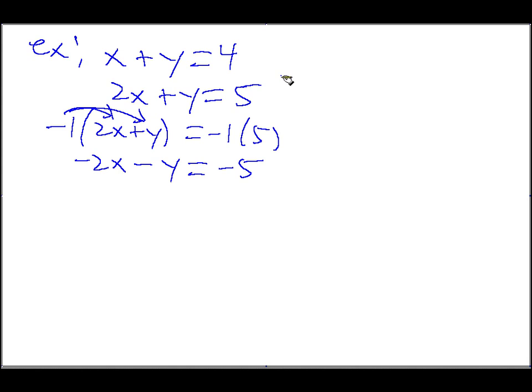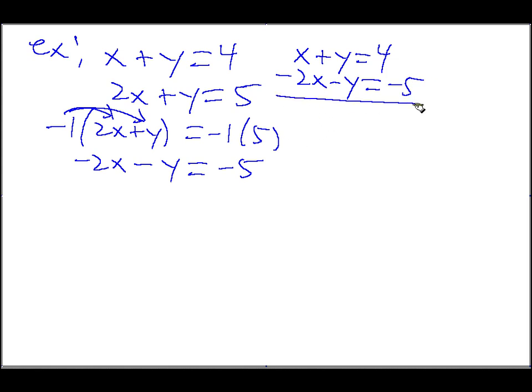All right, so let me recopy the first equation. First one doesn't change. x plus y is equal to 4, stays the same. Now this modified second equation becomes what? Negative 2x minus y, which is what I want, equal to negative 5. All right? Not too bad.